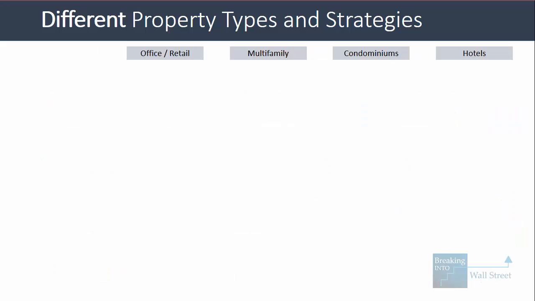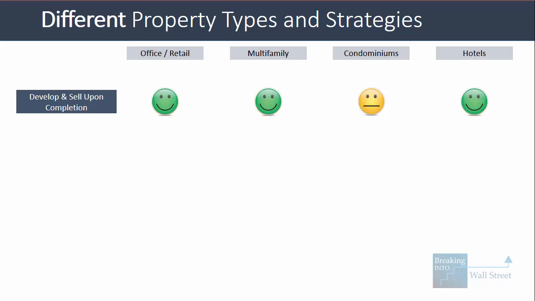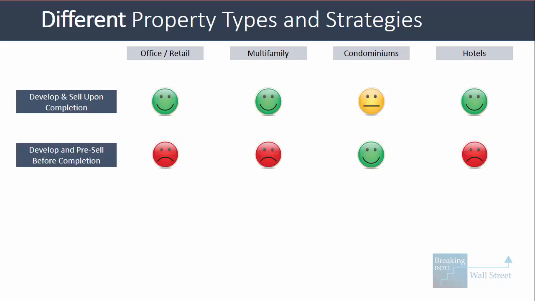If we were to do a side-by-side comparison with my ridiculous smiley faces here, we'd say this develop and sell upon completion strategy is pretty common for everything except for condominiums. For condos, occasionally, yes, you will see this where people sell some of the units in advance and then sell some upon completion. So that's why this is yellow instead of red. But for the most part, it's a lot more common for the other property types. Then there's develop and pre-sell before completion, which really only happens for condominiums, and for the others, you don't worry about it.